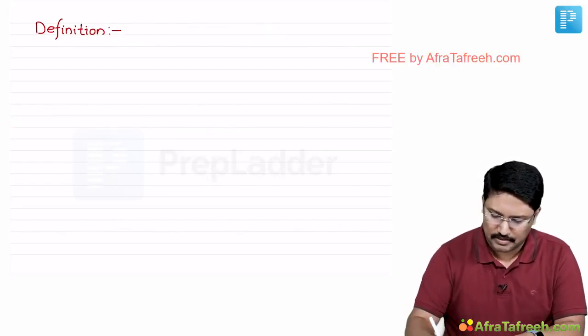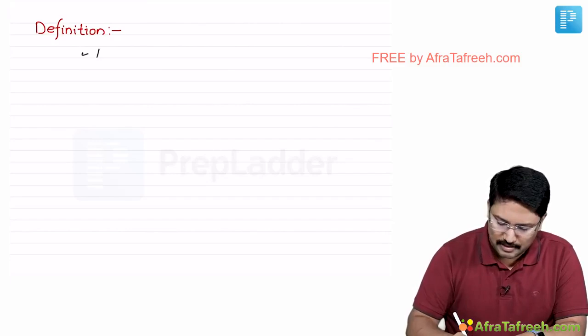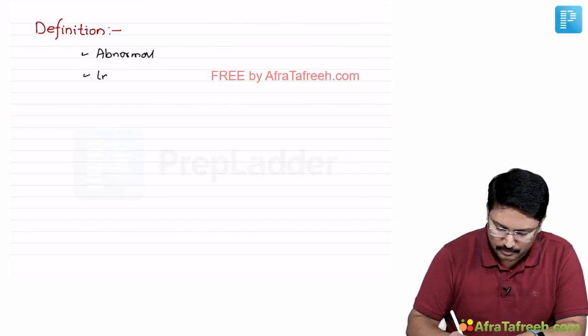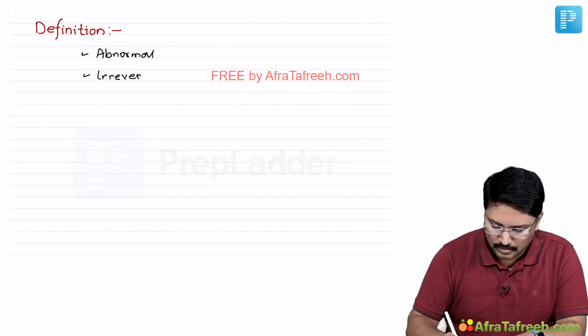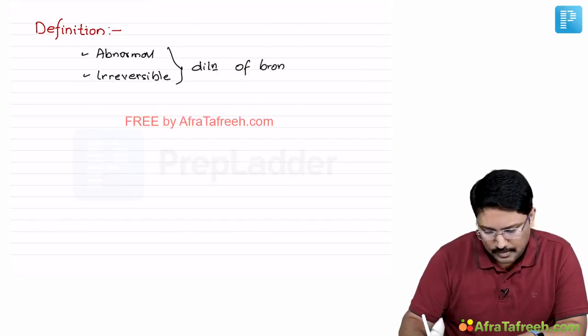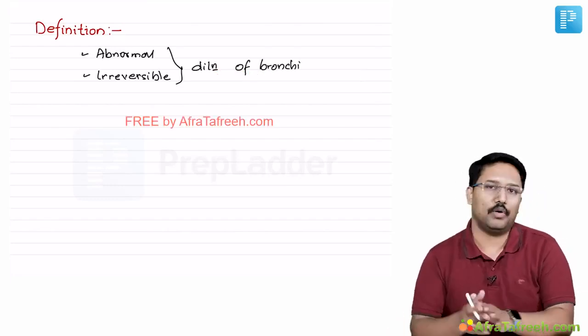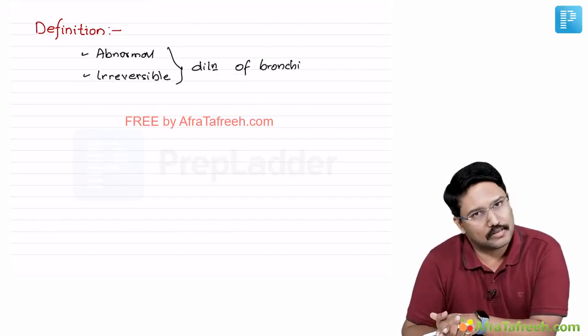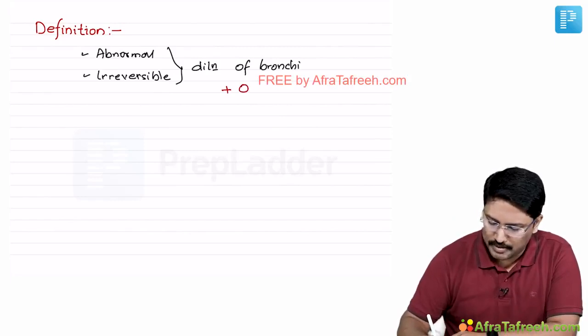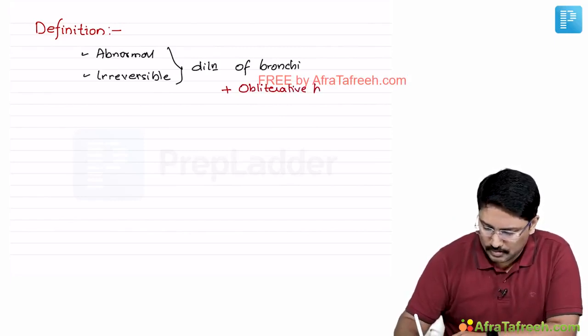How do you define bronchiectasis? Bronchiectasis is defined as abnormal and irreversible. Both words are equally important. Abnormal, irreversible dilatation of bronchi. Okay. Does that mean only bronchi are involved in the pathology of bronchiectasis? The answer is no. This pathology is often associated with obliterative bronchiolitis. So bronchioles are also usually affected.